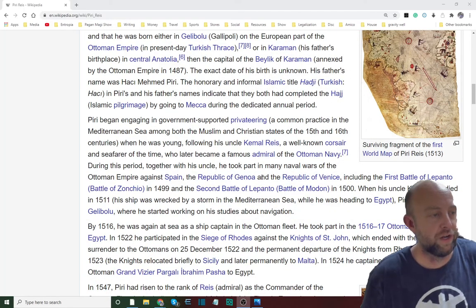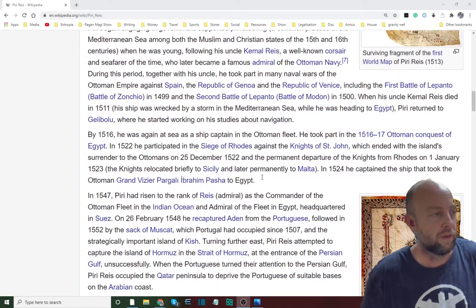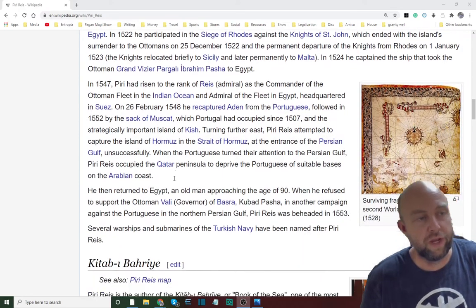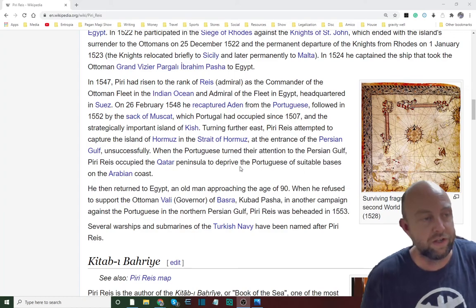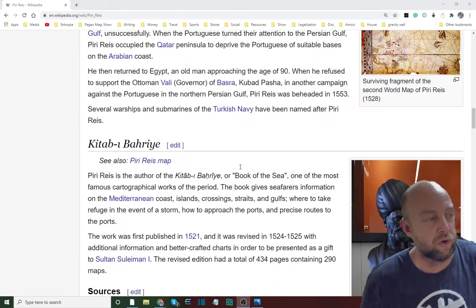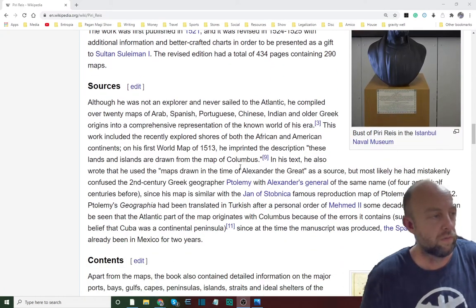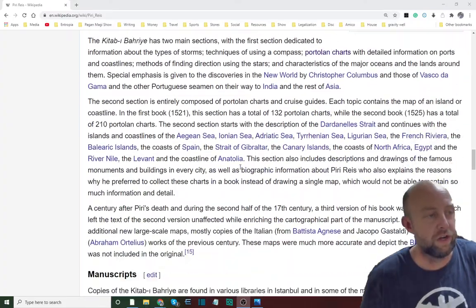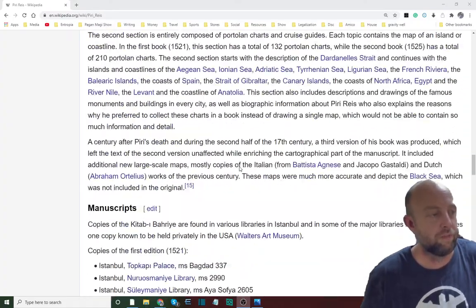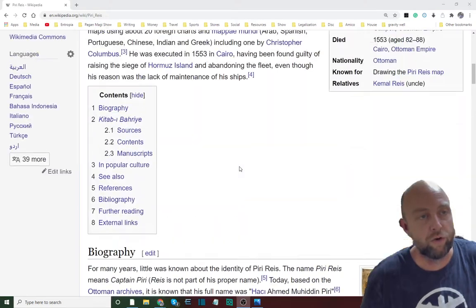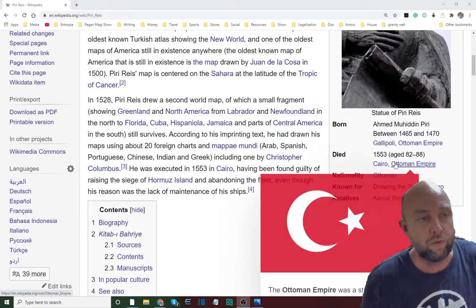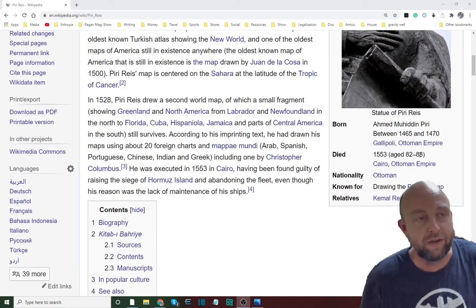So from what I was reading in here, Piri Reis was a very unusual man in that he spent most of his life at sea, and I think he was raised by his uncle. And it says here also that Piri Reis lived to a rather old age for the time. He lived to 82 or 88, and that was extremely rare in those days. The average lifespan was in their 30s to 40s. So for his age, he was almost considered superhuman.